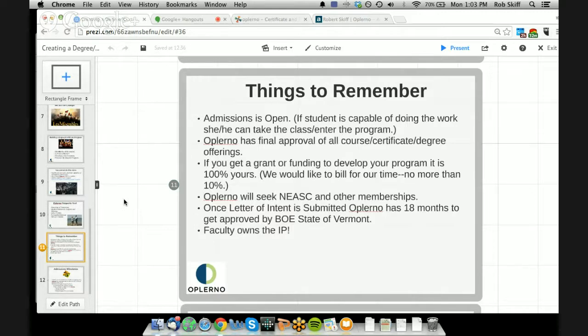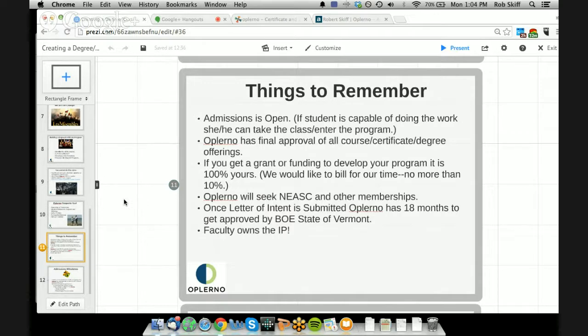So, you think about a degree program you want to offer, you think about a certificate you want to offer, you've got a particular foundation that might be interested in funding your work. If you can get the grant, it's 100% yours. One of the things that we're going to be working on over the next year is creating a mechanism in the not-for-profit world to act as a conduit for that money, because many foundations can't grant to for-profit institutions, but they might be able to. We might be able to use a not-for-profit as a way to help faculty fund or develop different programs.